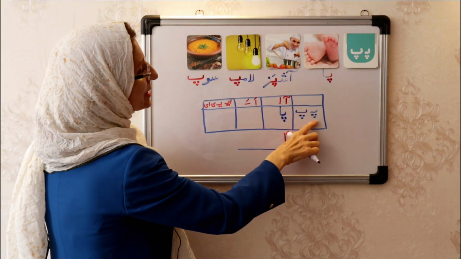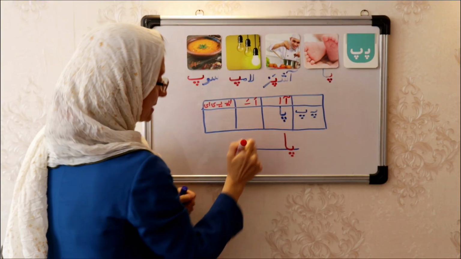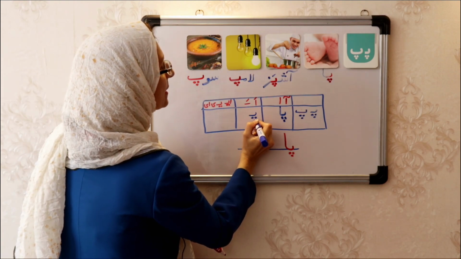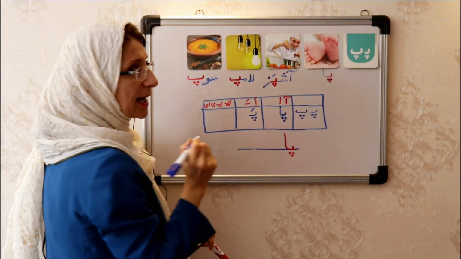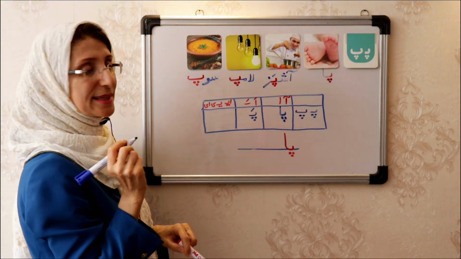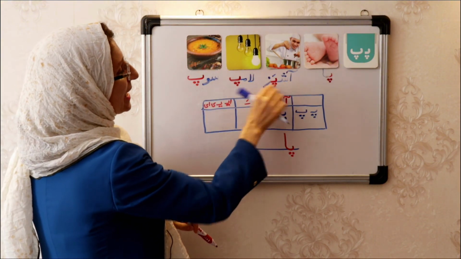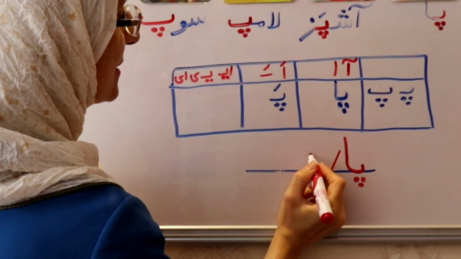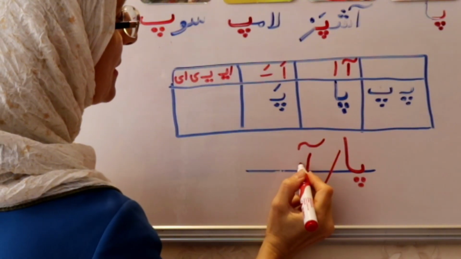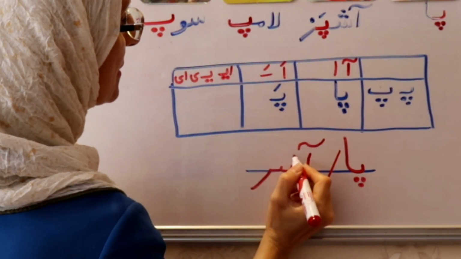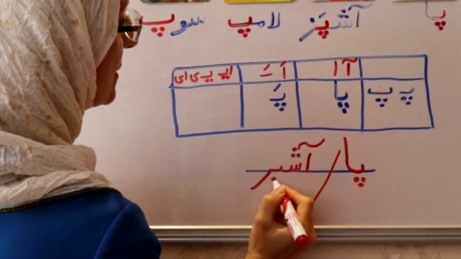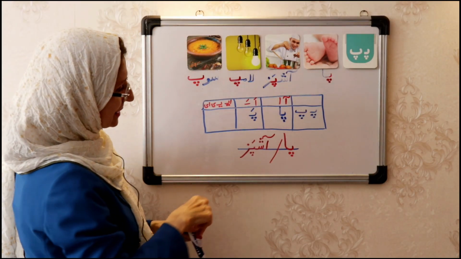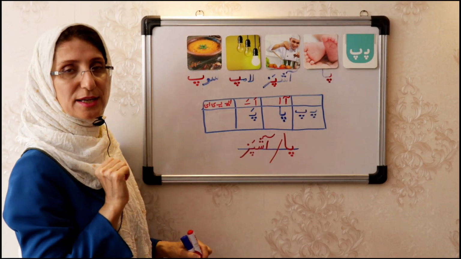And if we connect pe to a, then we have pa. Pa, we have the word آشپز. آشپز. You see, pe in the middle.